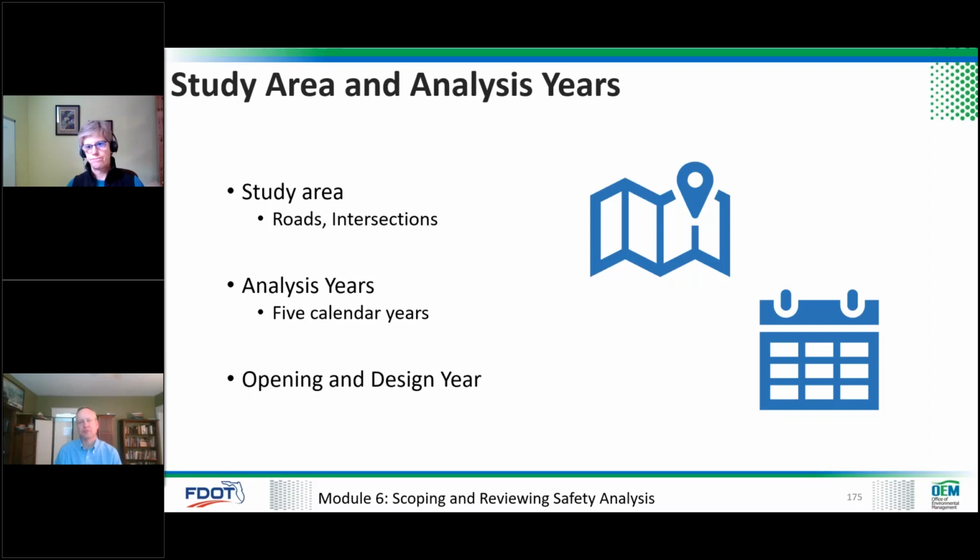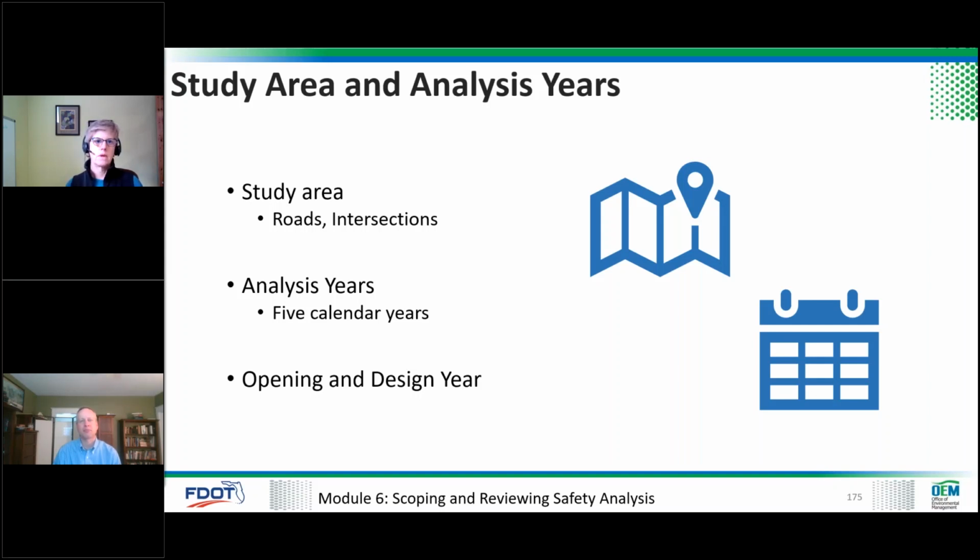And for the study area, what roads and intersections? Rob made a good point that you need consistency in your study area across your alternatives, because traffic volume and segment lengths are a critical piece of the predictive method. You want 5 complete calendar years, and so that's January to December.